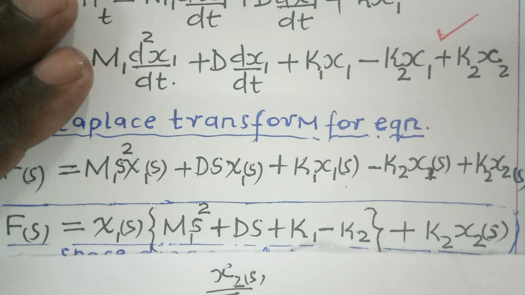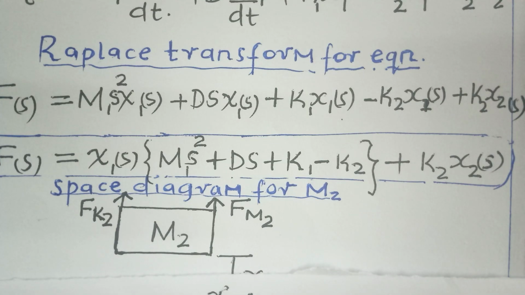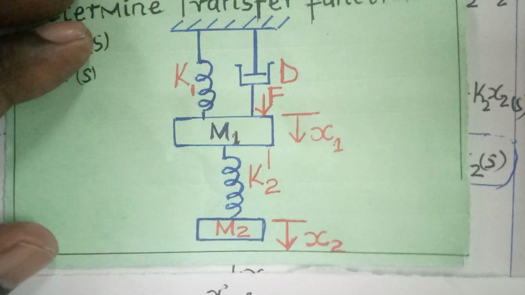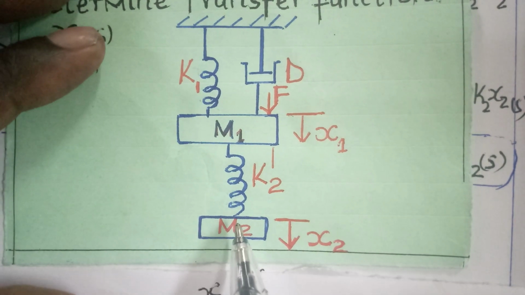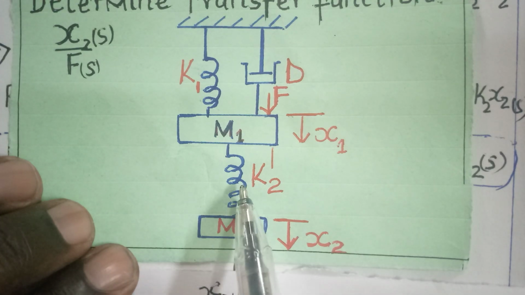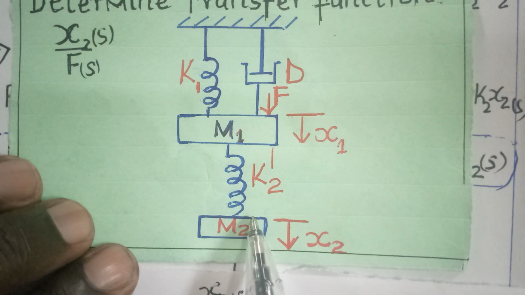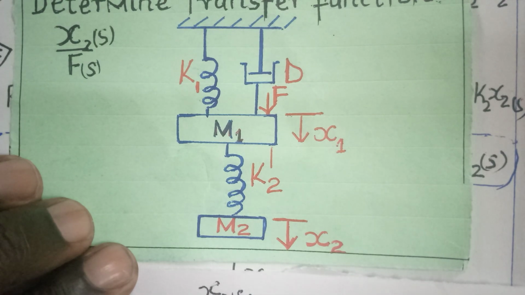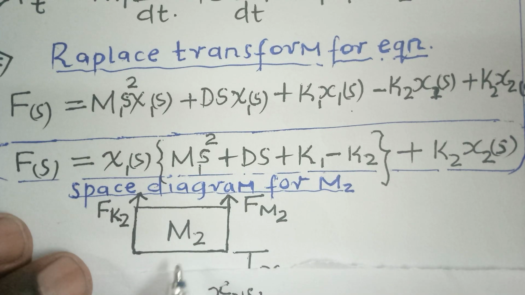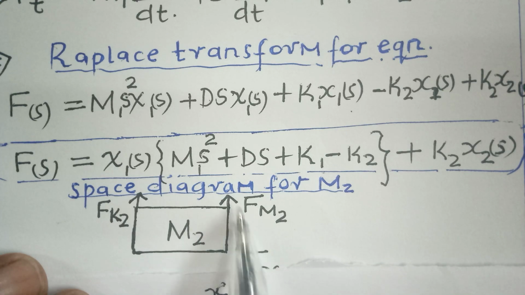Guys, I now go to the second space diagram for M2. As you can see for M2 right here, guys, this is M2. We only have one attachment, so it's only this spring that is pulling this mass up. At the same time, since it's moving down, the inertia force for that is equal and opposite, so that we shall have Fm with its direction upward. And so, guys, this is the space diagram. We have the Fk2 pointing up and Fm2 pointing up.